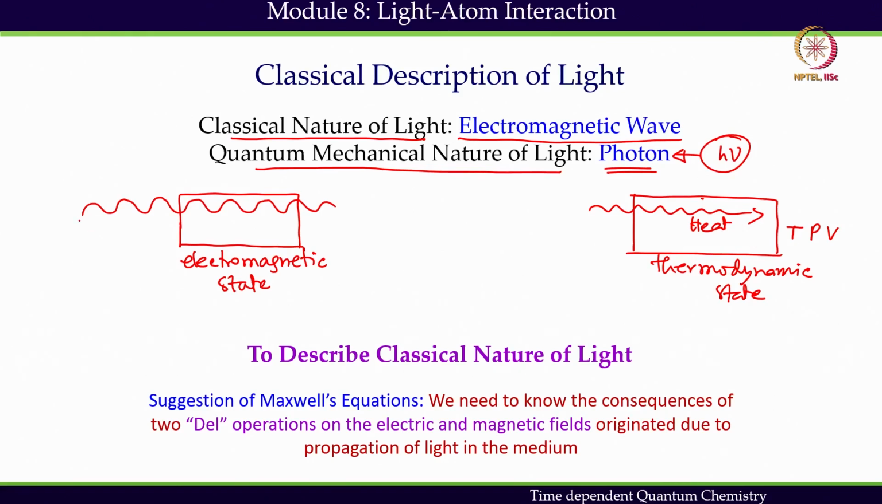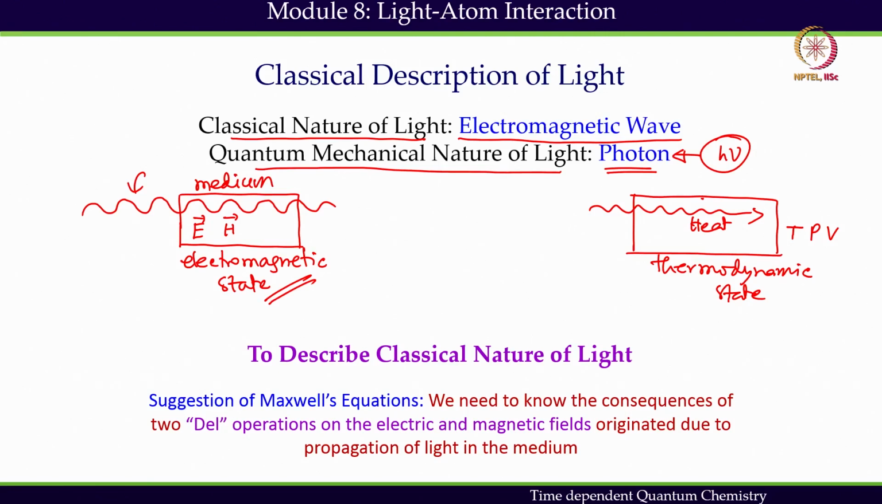Similarly, when classical light is propagating through the medium, its electromagnetic state changes. To describe the light in the medium, how it is propagating and what the nature of light is, all we need to find out is the electric and magnetic field in the medium. What is the nature of the electric and magnetic field? Because this electromagnetic state of the medium is prepared due to the propagation of the light through the medium.